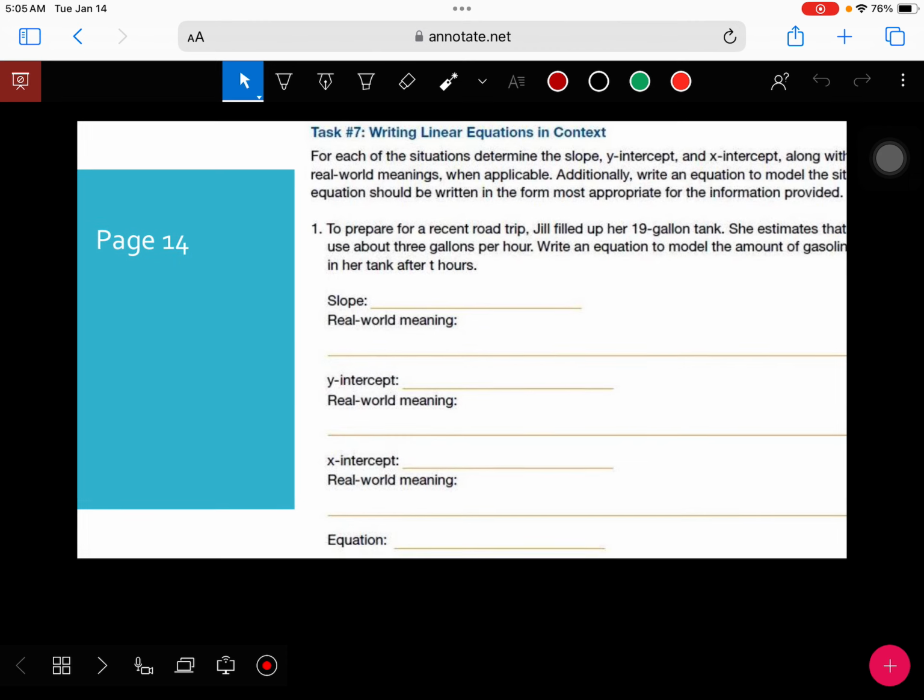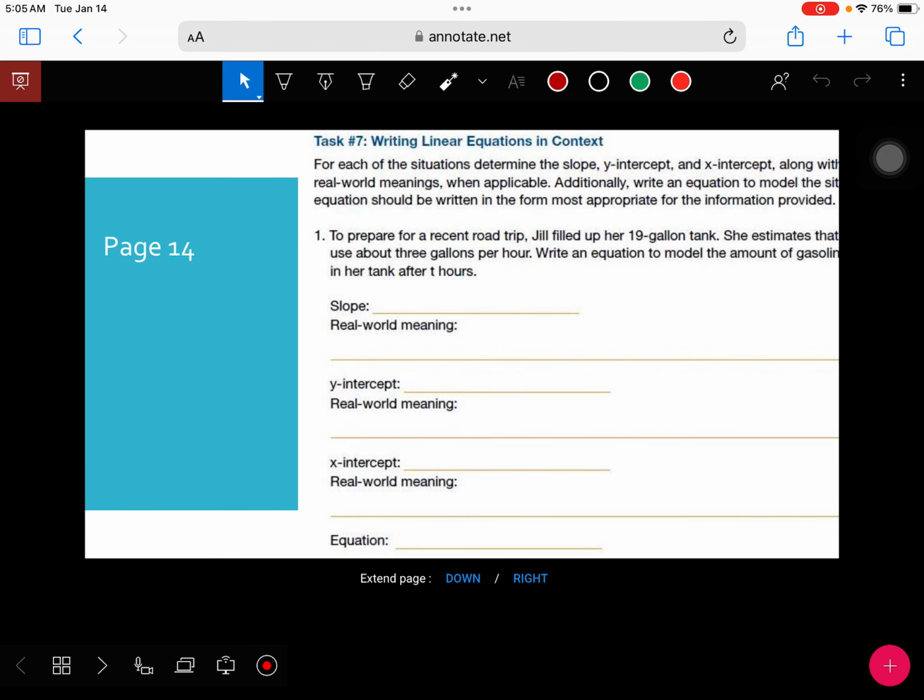All right, so here is problem 1 on page 14. It says to prepare for a recent road trip, Jill filled up her 19-gallon tank. She estimates that she used about 3 gallons per hour. Write an equation to model the amount of gasoline in her tank after T number of hours.